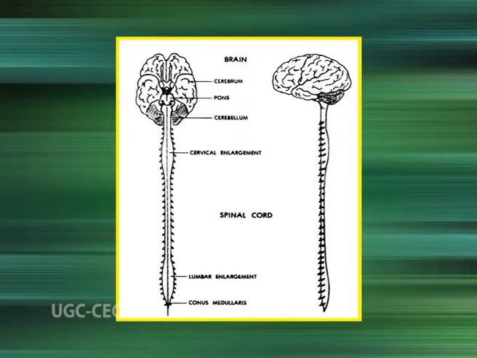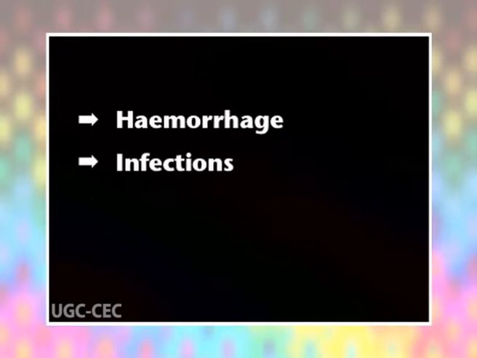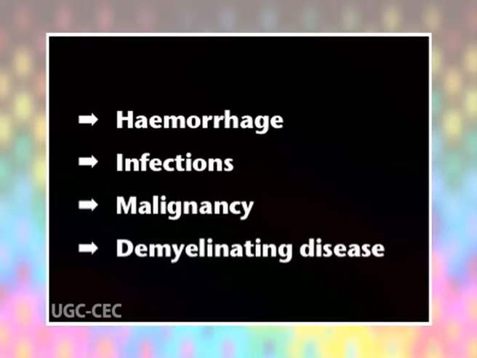Afflictions of the CNS causing change in the macroscopic, microscopic and chemical composition of cerebrospinal fluid are diverse, each with its own pathogenetic mechanism. Some categories of primary CNS pathology reflected in CSF analysis include hemorrhage, infections, malignancy and demyelinating disease.